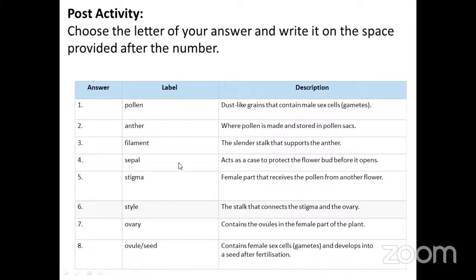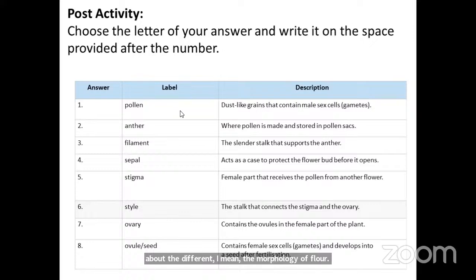What's the next part, Ma'am Evelyn? Actually, I have posted here a simple activity for the participants to answer. After that, unless they have questions, that would end my presentation. It's all about the morphology of flower. Choose the letter of your answer and write it on the space provided.